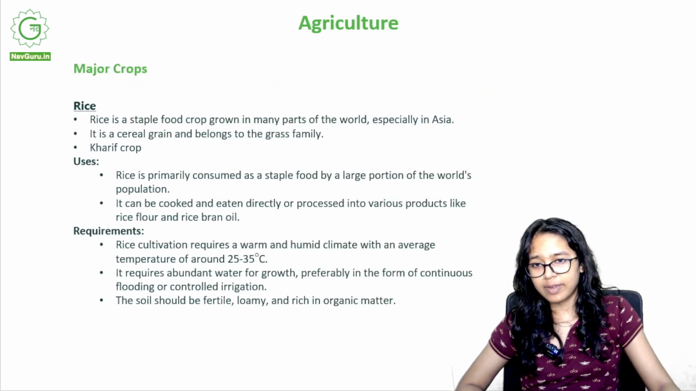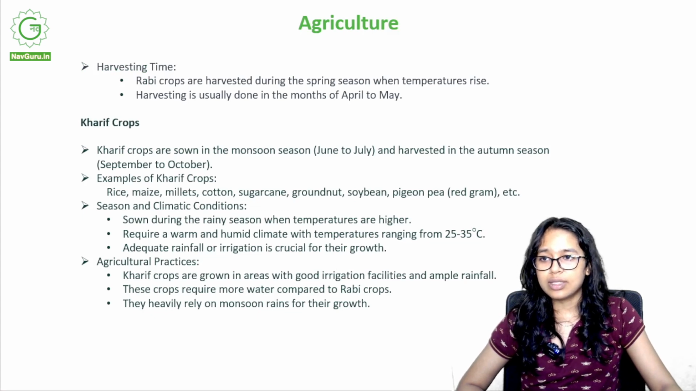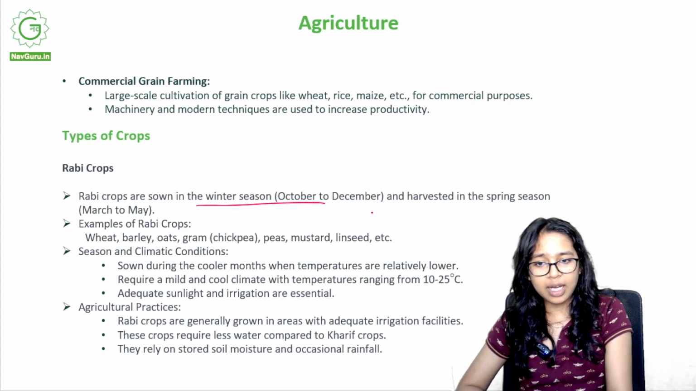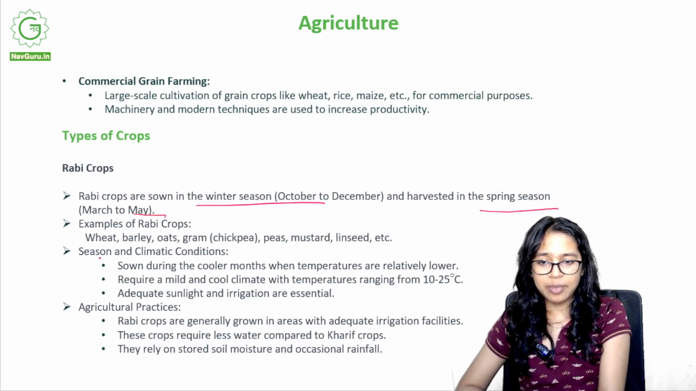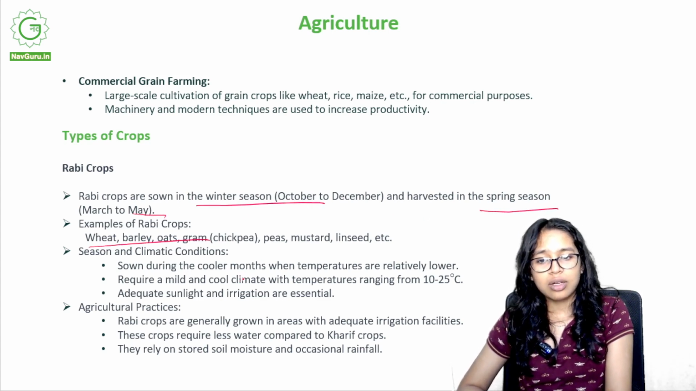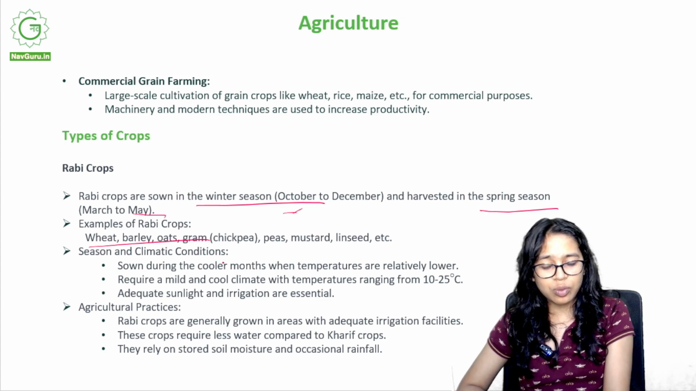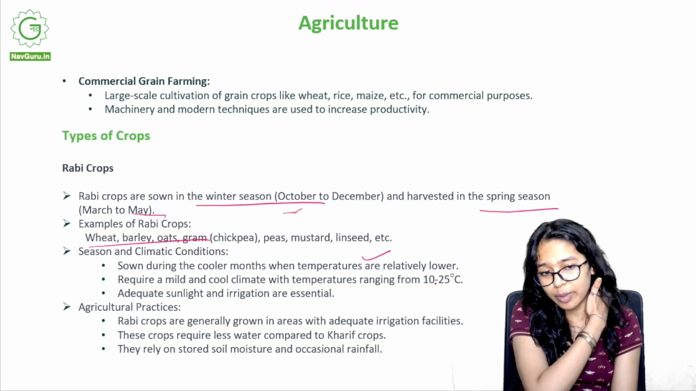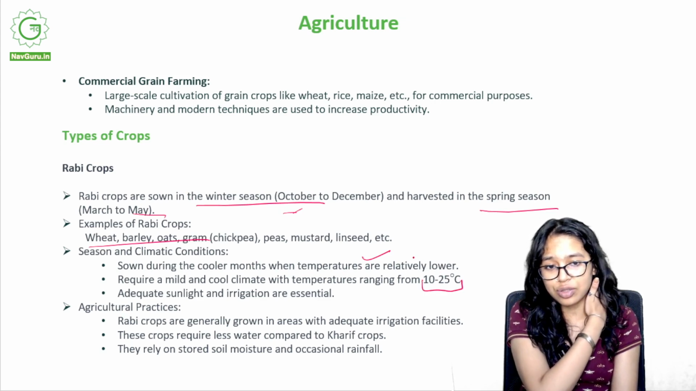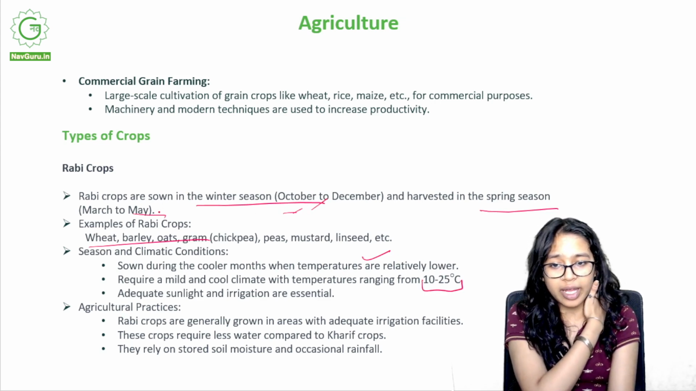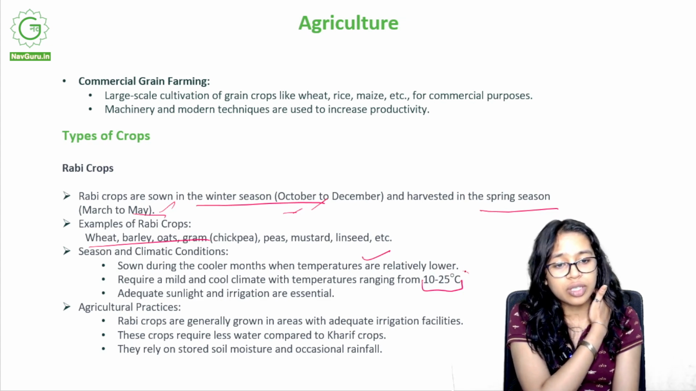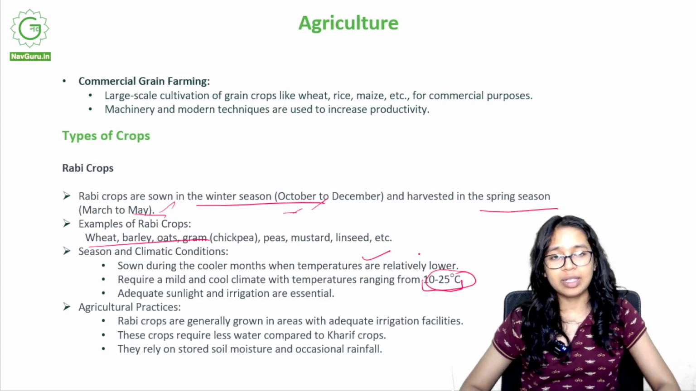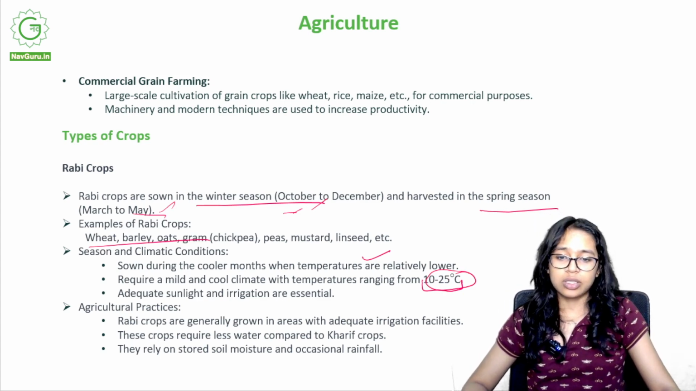It's very necessary, right? Let's see from Rabi crops itself. Rabi crops are sown in the winter season and harvested in the spring season. Examples are wheat, barley, oats. Now, you see the sowing time. During cooler months they are sown, and hence they require a mild and cool climate, which ranges from 10 to 25 degrees Celsius over this period of time. From October till May, the temperatures should range from somewhere around 10 to 25 degrees Celsius. It falls low as well, but by that time, the crop can withstand a certain amount of low temperature.